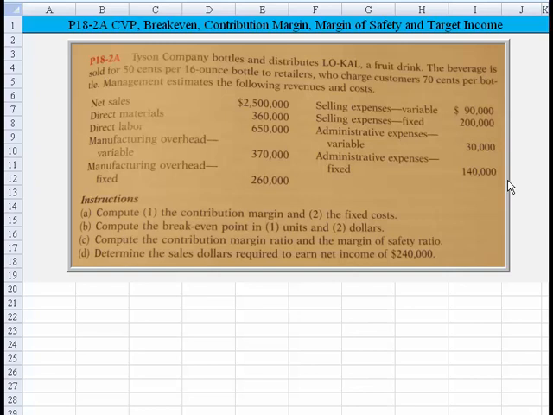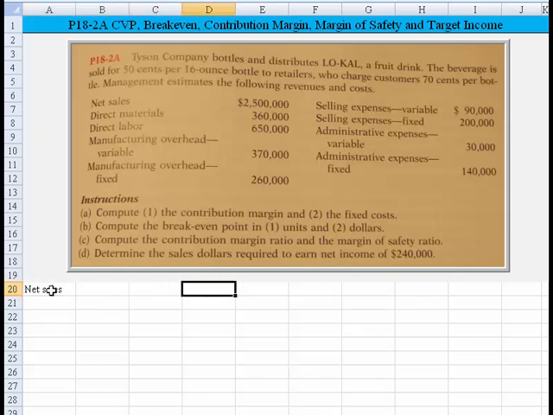Okay, and then we're asked to do 4 items. Let's concentrate on the first one, which is Part A, where we're asked to compute the contribution margin and the fixed costs. Okay, well, without preparing a formal report, let's just type in what we know.